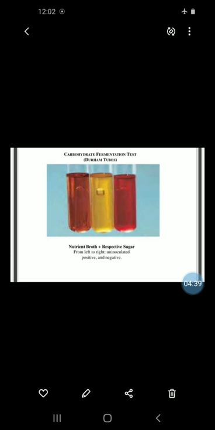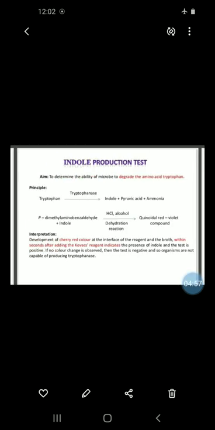Here we can see the observation of the tubes. Nutrient broth plus the respective sugar, which may be glucose, lactose, or fructose. From left to right, it is uninoculated.